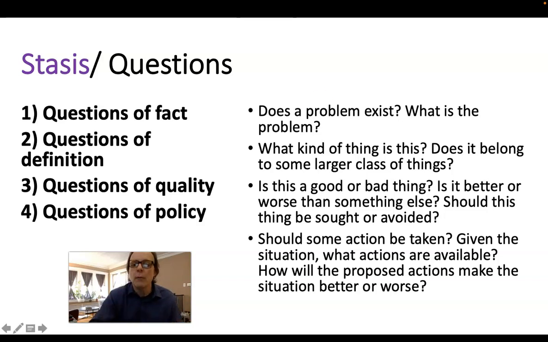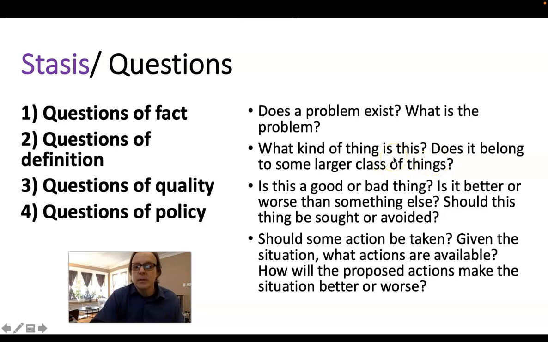So again, these are all problems, but the big problem is if you don't do anything, you could be in trouble. If you do something, you could kind of harm Daryl. So you'd have to go look at all these questions of fact. Does a problem exist? Yes. What's the problem? The money's missing. We know that. Questions of definition. What kind of thing is this? Well, we think it might be a crime.